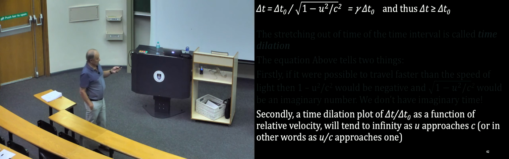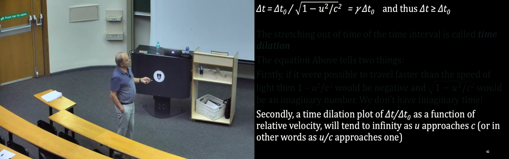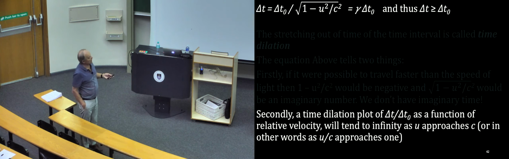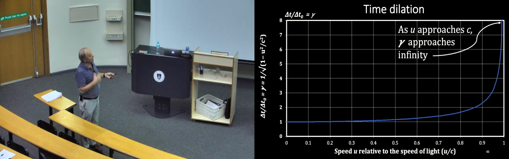If we plot delta t over delta t naught as a function of relative velocity, it'll tend to infinity. The graph will go up. And this is the bit, if you've not understood the maths, don't worry. This is the useful bit that comes out of what I've said so far.